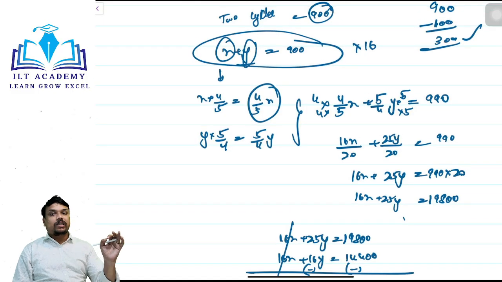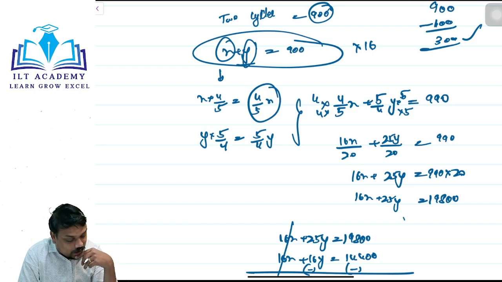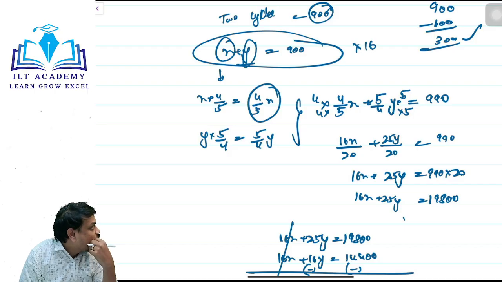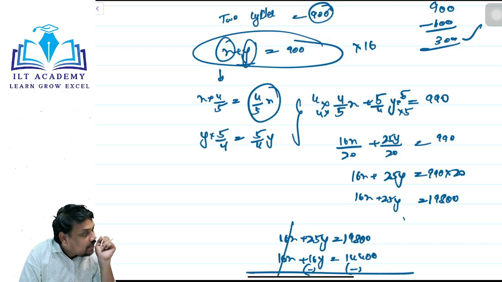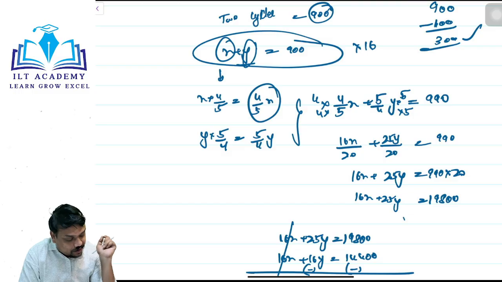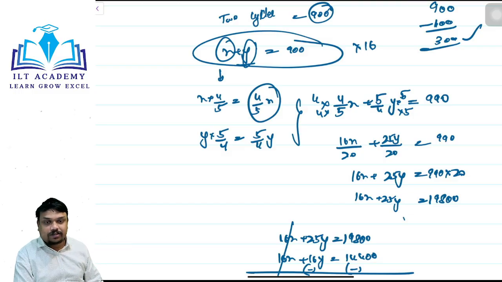Here x plus y cost is 900. X is sold at 4 by 5 times. Y is sold at 5 by 4 times. So 4 by 5 x plus 5 by 4 y is equal to 990. Then I took the LCM, 5 into 4. So 16x by 20 plus 25y by 20 is equal to 990.